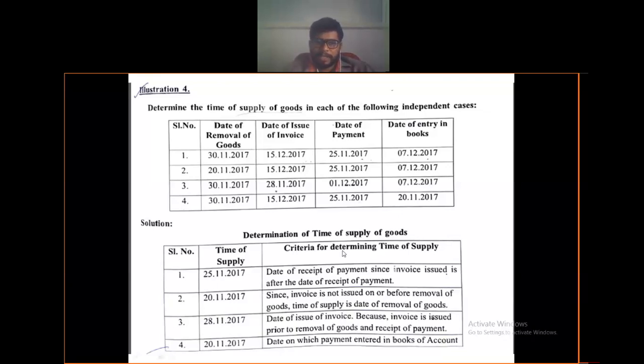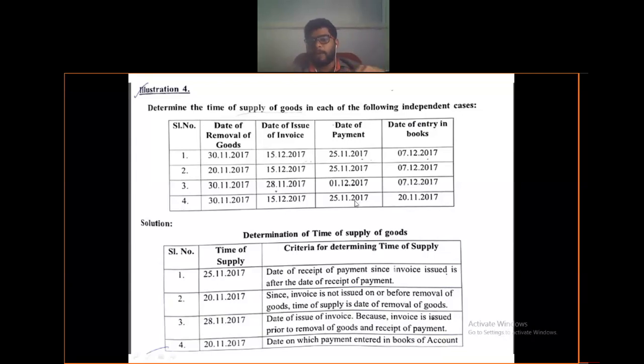And in the last case, 30th November 2017 is the date of removal of goods, issue of invoice is 15th December, date of payment is 25th November 2017, date of entry in the books of account of supplier 20th November 2017. So which is the earlier date? 20th November 2017 is the earlier date, therefore time of supply is 20th November 2017, because that is the date on which payment is entered into the books of account. Actually payment is not received, but still payment details are entered in the books of account of the supplier, that is 20th November 2017. That day itself is considered as the time of supply.